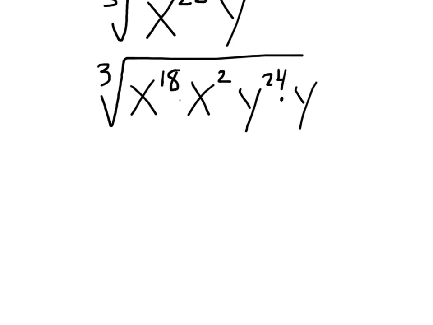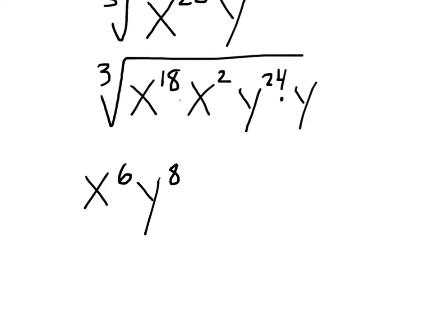So now the next thing is we want to divide the 18 by 3, gives us a 6. So that means x to the 6th comes outside. And then we also can divide this 24 by 3, which is 8. So that means y to the 8 can come outside. Y to the 8.